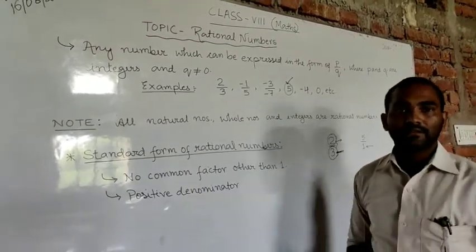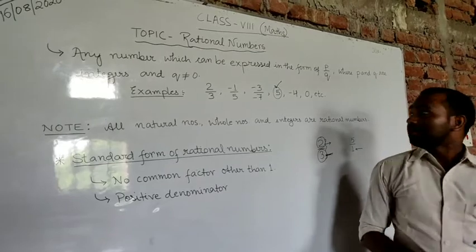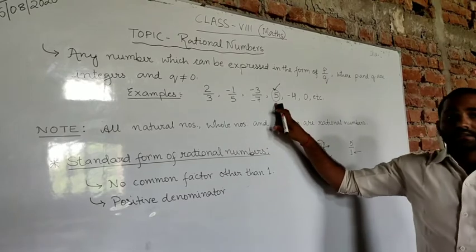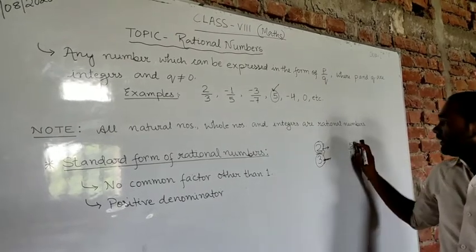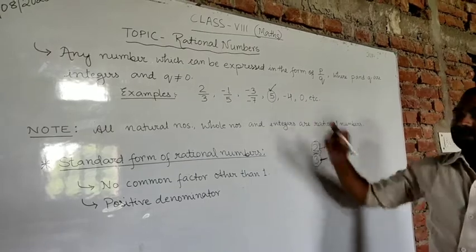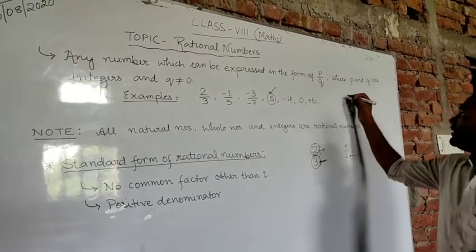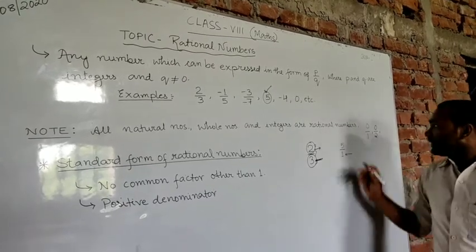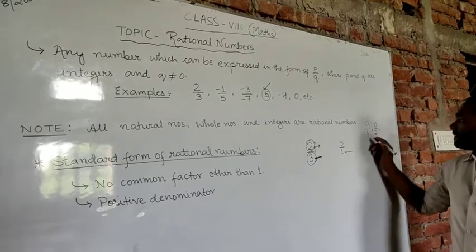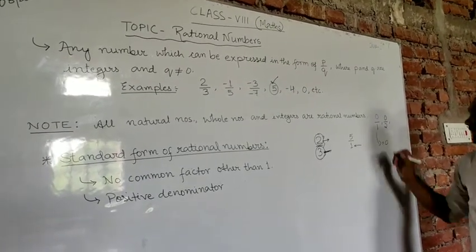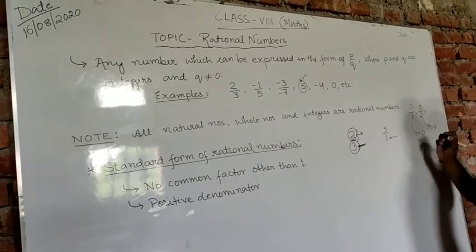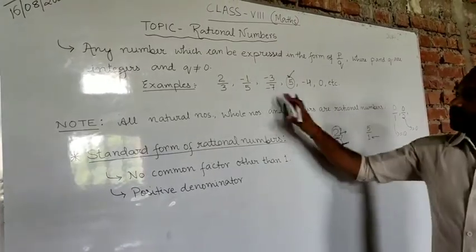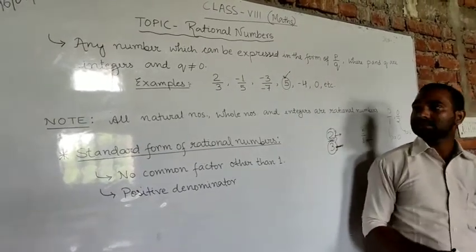What about 0? Many students are confused about whether 0 is a rational number or not. Just now we have seen that 5 can be written in the form 5 upon 1 and it is a rational number. In the same way, 0 can be written as 0 upon 1, 0 upon 2. If we find the value of 0 upon 1, it will be equal to 0. 0 upon 2 will also be equal to 0. So 0 is also a rational number. I hope now the definition of a rational number is clear.